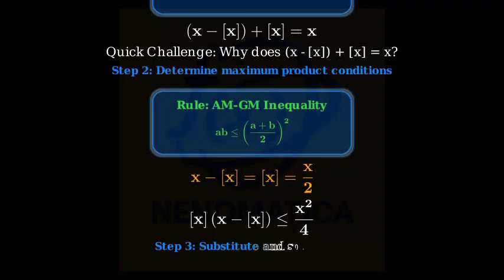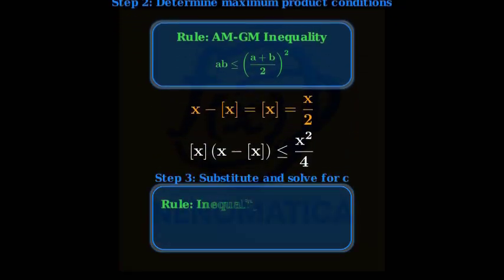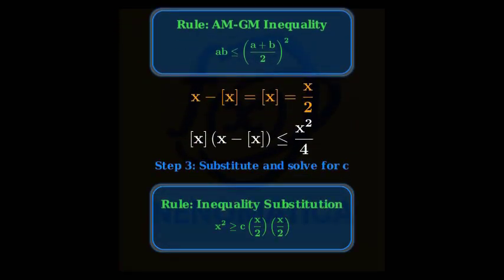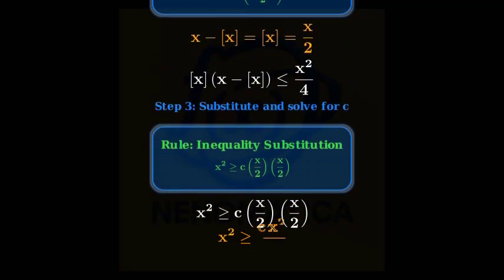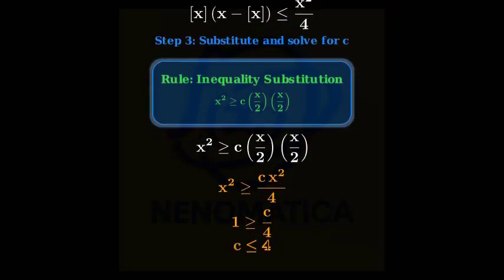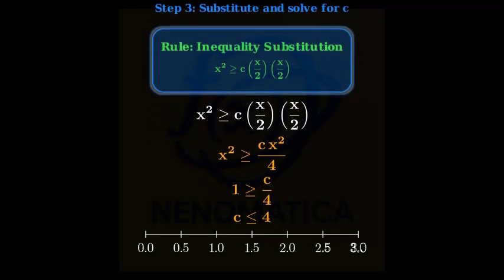Step 3. Substitute and solve for c. Replace the product on the right by its maximum possible value, a squared over 4. Then we simplify step by step to isolate c. To see why 4 is tight, consider x between 1 and 2, where the floor of x is 1. As x approaches 2 from the left, the ratio forces c to be at most 4, matching our bound.